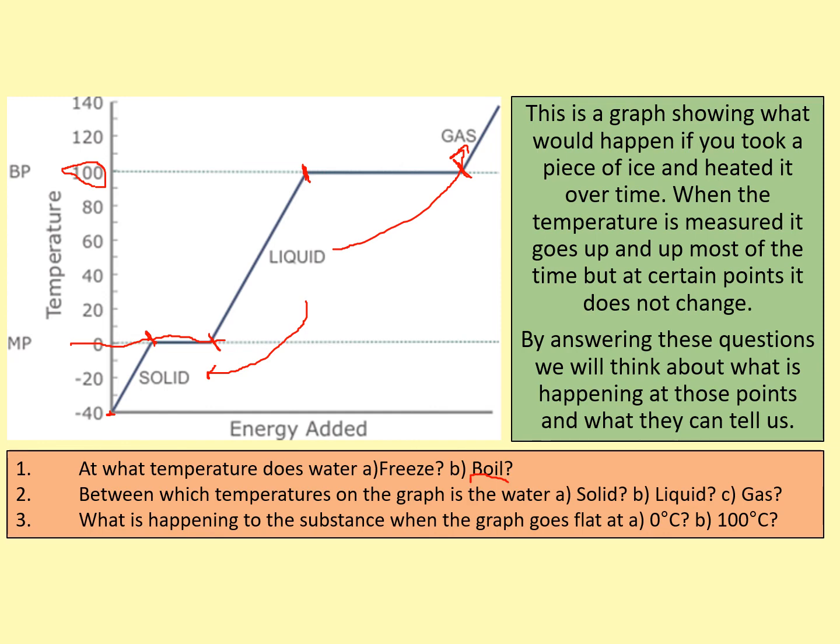And last question, what is happening to the substance when the graph goes flat at 0 degrees and 100 degrees Celsius? Well, we've just said earlier that at 0 degrees, that's when the intermolecular forces of the particles are actually forming to go from the liquid to the solid. And at 100 degrees Celsius, we know that's when the liquid turns into a gas, hence why the graph has gone flat, because that is the specific latent heat of vaporization.